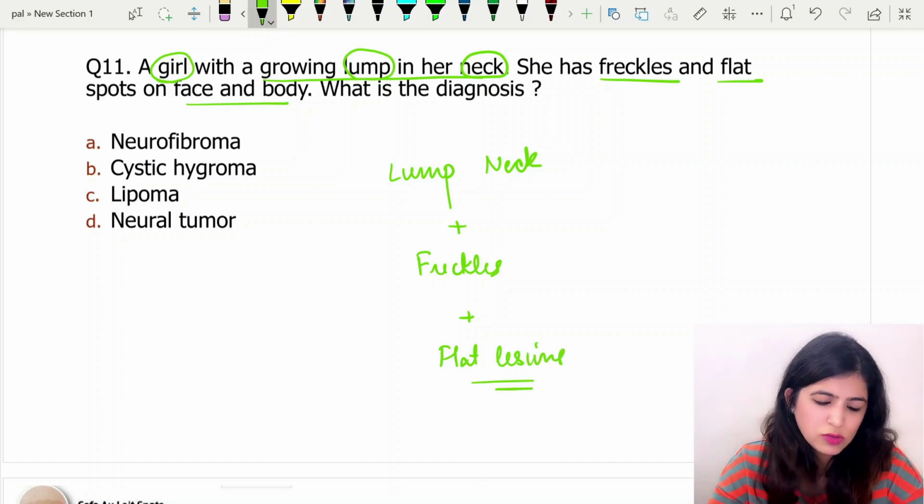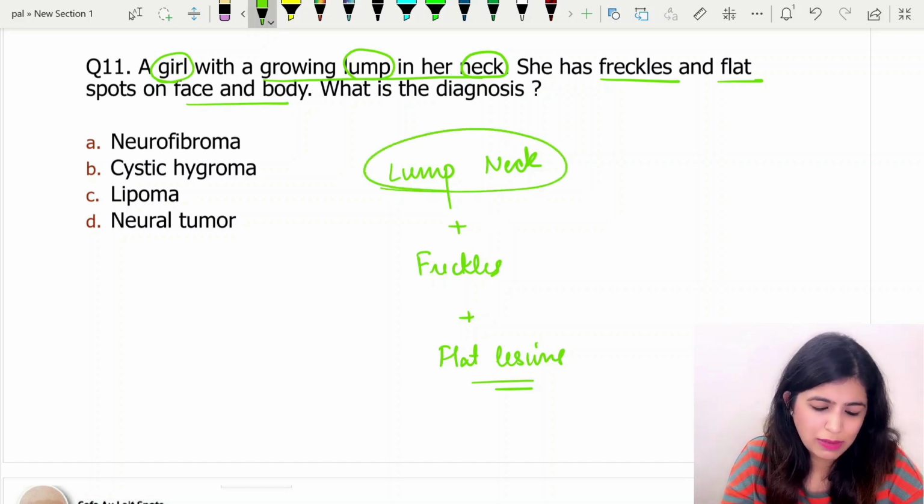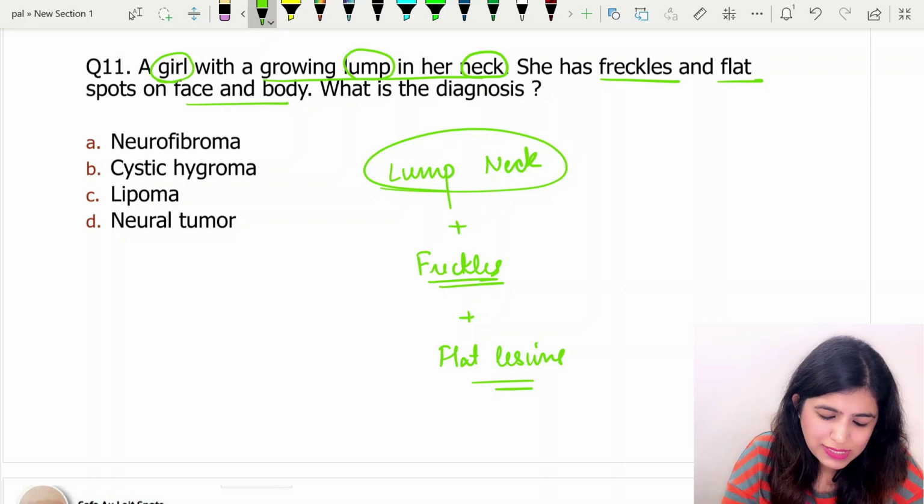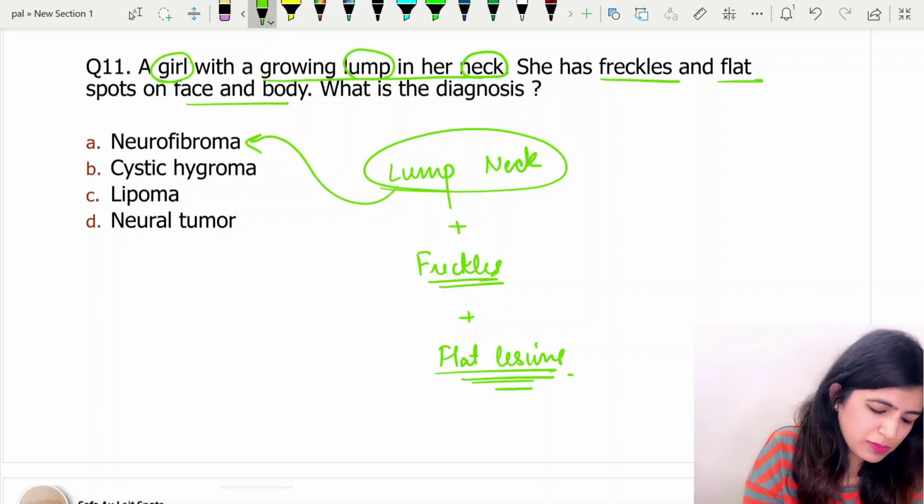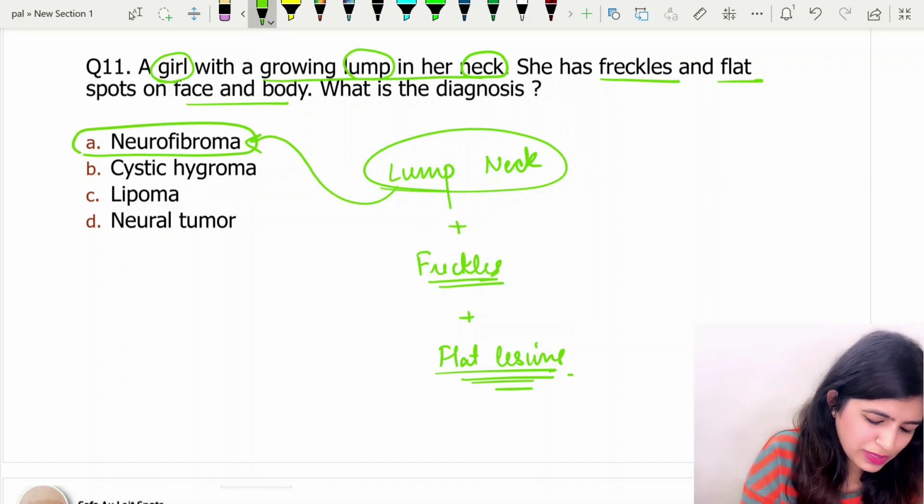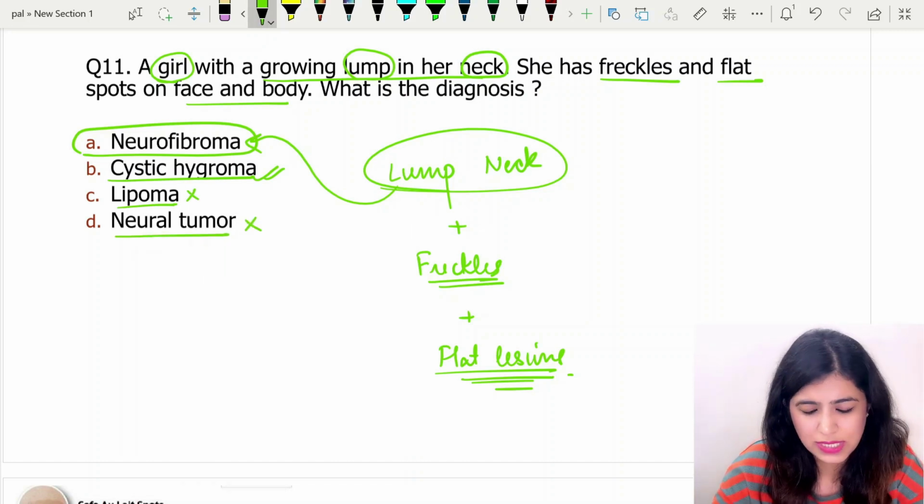On the face of it, it looks like a slightly difficult question when you just have to find a diagnosis for a lump in the neck, but the presence of these freckles and the flat spots take you towards a very probable option, which is neurofibroma. See, cystic hygroma will be present much earlier. Lipoma will not have these associated factors, and neurotrauma will also not have these associated factors.